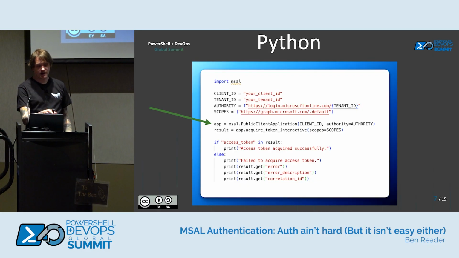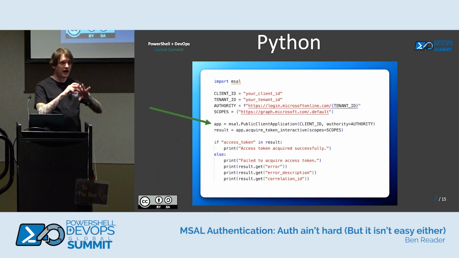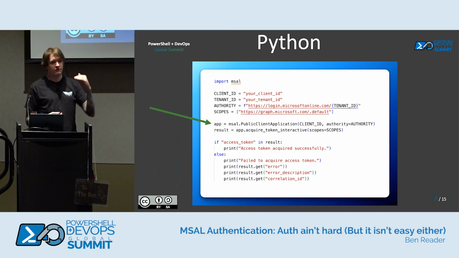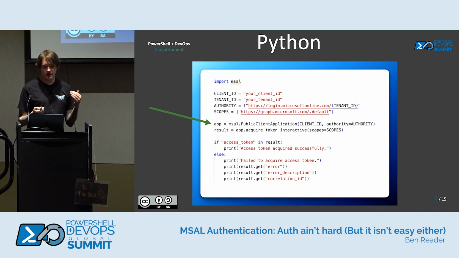All we need to do is we create a client. That client has got all the configuration for how we're going to authenticate. And then in the result, we simply ask the client to do the thing we want to do. So in this scenario, we're acquiring a token interactively. This is the most common thing that everyone uses. You ask for a token, it opens up a browser window, you put your credentials in, it comes back, gives you a token.